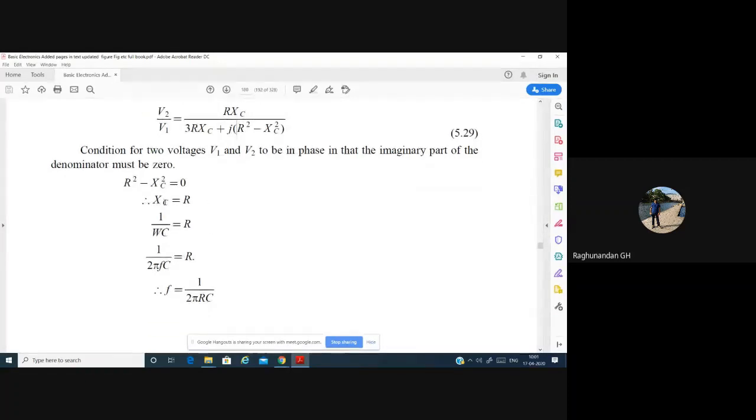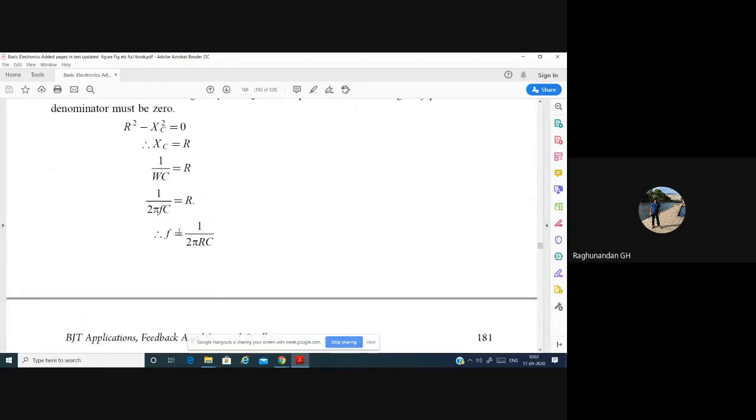And you know that X is equal to 1 by omega C is equal to R. Omega, you know, is 2 pi f. So f is equal to 1 divided by 2 pi RC. This is how we derive the equation for the frequency of oscillation of the Wien-Bridge oscillator. This is the equation on considering R1, R2, C1, C2 are the same.